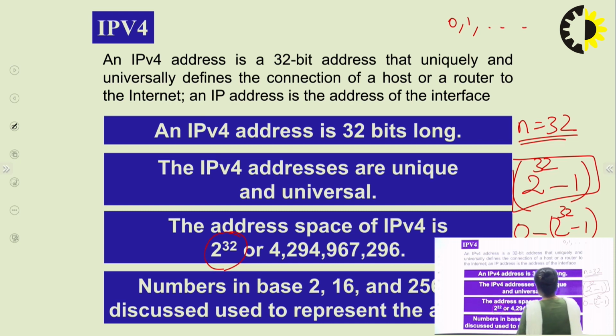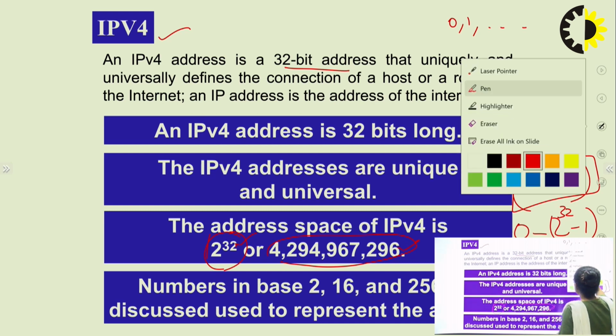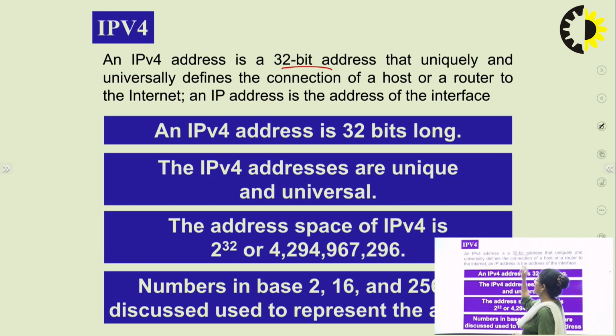And the total number of addresses will be 2 to the power 32. Why so? Because we have a 32-bit address, and if we take it, the corresponding equivalent numerical value is this value. So this is the total number of addresses we can have in our internet if we use the 32-bit address scheme, which is also called IPv4.